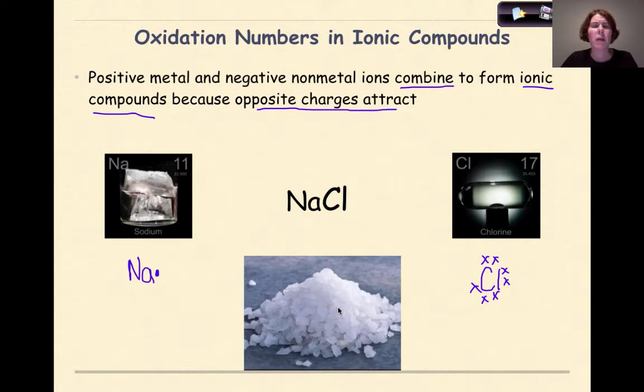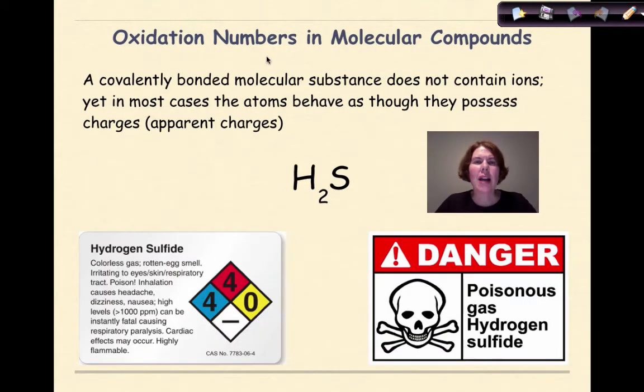And remember, this is all about stability. Sodium by itself is very reactive. Chlorine by itself is also very reactive. You put it together, though, and it makes a very stable compound of sodium chloride, which you can put on your French fries. Now let's talk about oxidation numbers in molecular compounds.